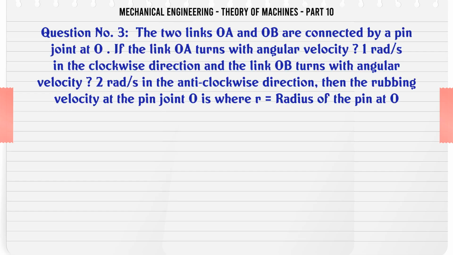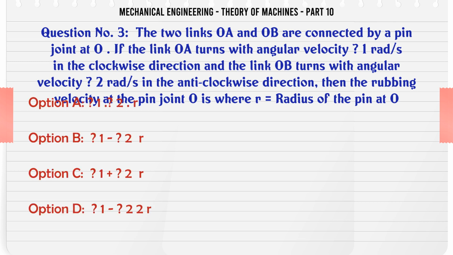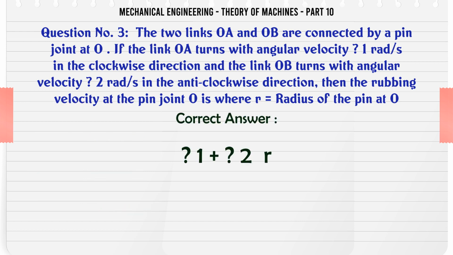The two links OA and OB are connected by a pin joint at O. If the link OA turns with angular velocity ω1 rad/s in the clockwise direction and the link OB turns with angular velocity ω2 rad/s in the anti-clockwise direction, then the rubbing velocity at the pin joint O is, where R is the radius of the pin at O. A. (ω1 - ω2)R. B. (ω1 + ω2)R. C. (ω1 - ω2)R. D. (ω1 + ω2)R. The correct answer is (ω1 + ω2)R.